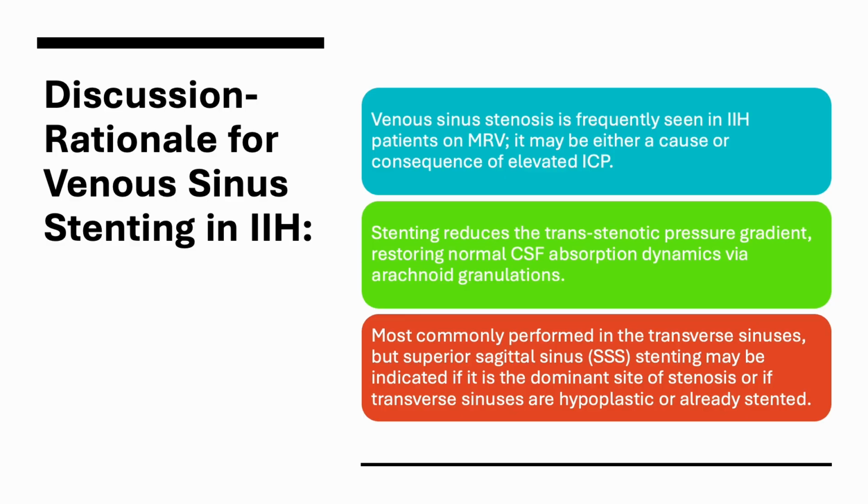Although most cases involve stenting the transverse sinus, this patient's anatomy and the pressure gradient in the superior sagittal sinus made it an ideal candidate for SSS stenting. This approach is both innovative and highly targeted, allowing us to tailor the treatment to the patient's specific vascular pathology.